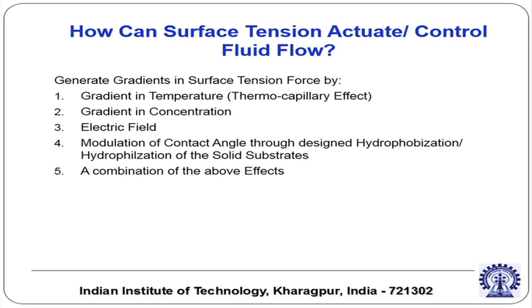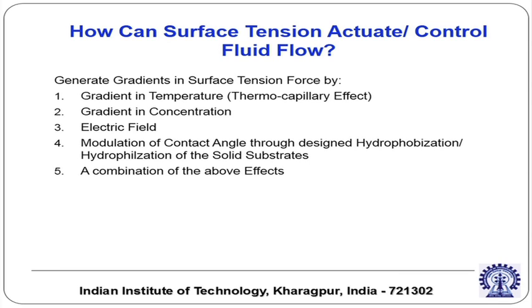Now, we will of course start with a basic understanding of surface tension, but the question is, how can surface tension actuate or control fluid flow? That is of very important concern for us. Surface tension itself is a force, and as a force it can actuate the flow by itself. On the other hand, there are other subtle means by which you can control flow by surface tension. How? Other than using surface tension as it is, you can use gradients in surface tension, not just the surface tension itself, to manipulate the flow.